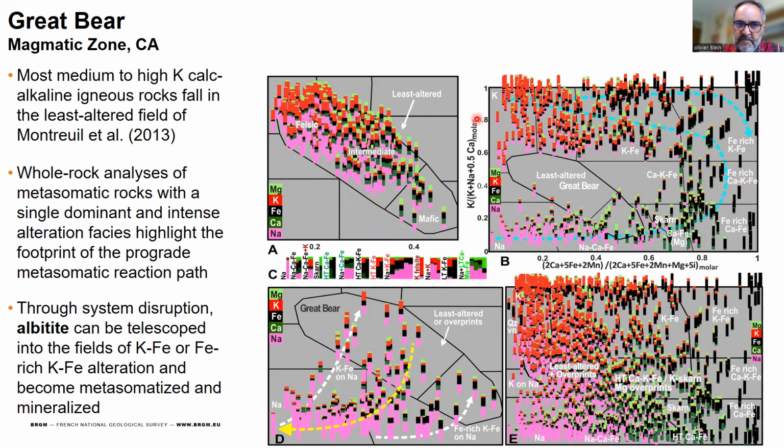In B here, whole-rock analyses of metasomatic rocks with single dominant and intense alteration facies highlight the footprint of the prograde metasomatic reaction path in blue. This path goes from sodium to calcic iron to Fe-rich calcic potassic iron to high temperature potassic iron to potassic, and then to low temperature potassic iron.